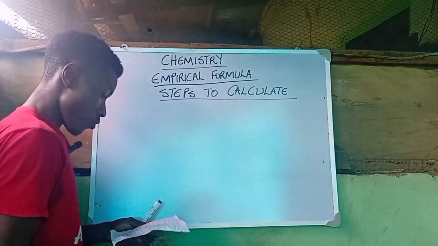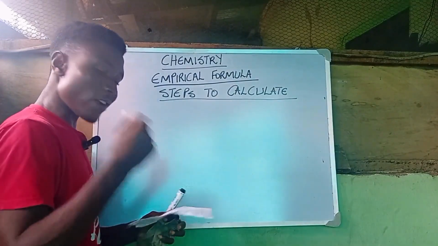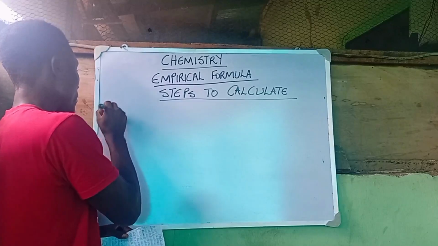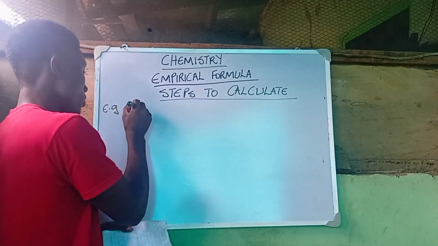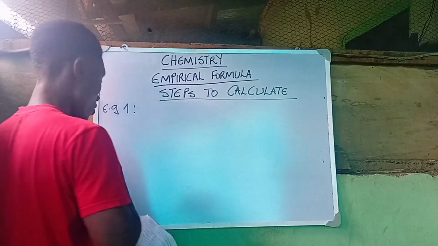We say example 1. Example 1: A compound contains 12 grams of carbon.